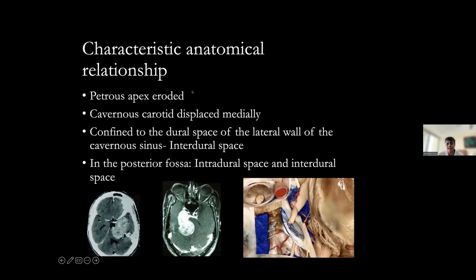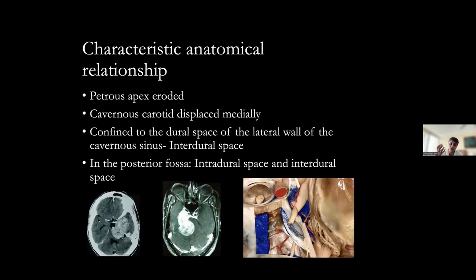So they have characteristic anatomical relationships. The petrous apex is eroded. The cavernous carotid is displaced medially. The tumor is confined to the dural space of the lateral wall of the cavernous sinus, forming the basis of the interdural approach. In the posterior fossa, the tumors are generally intradural.